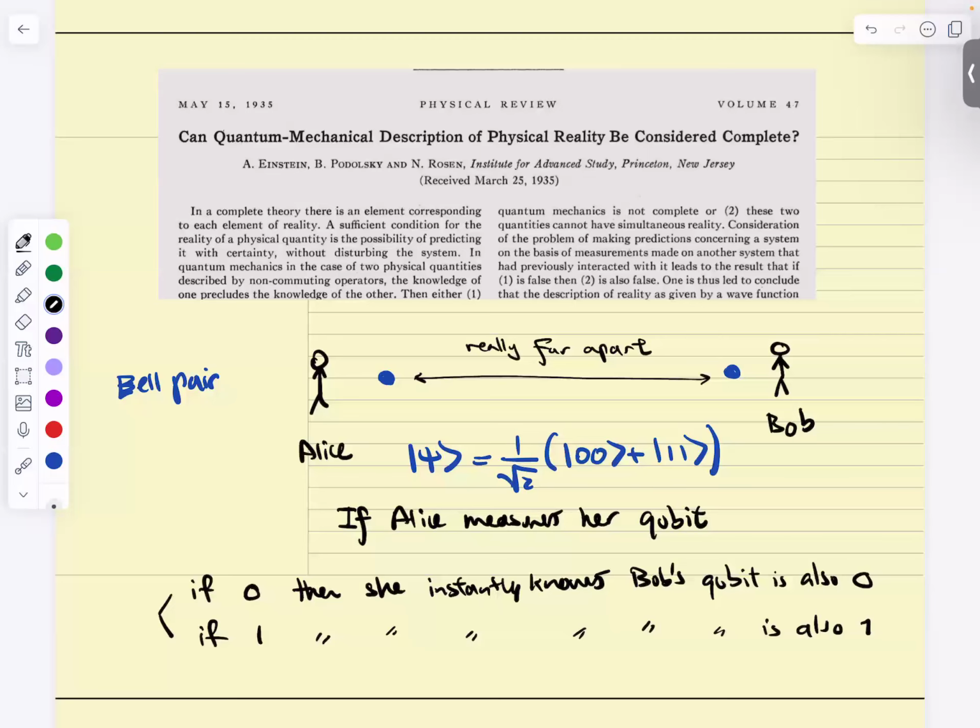Now, only one of them is going to perform a measurement. Alice is going to measure her qubit. The moment she measures 0 in this state, Bob's state must be 0. Is that clear? Because it collapses to 0, 0. There's no other state in there. If she sees it to be 1, Bob's state must be 1.